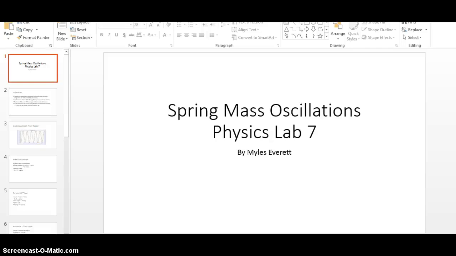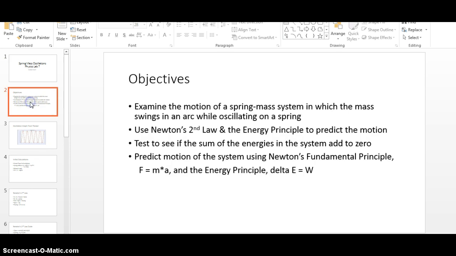So today we're going to talk about spring mass oscillations for Physics Lab 7. The objectives were to examine the motion of a spring mass system in which the mass swings in an arc while oscillating on a spring. We're going to use Newton's second law and the energy principle to predict the motion.